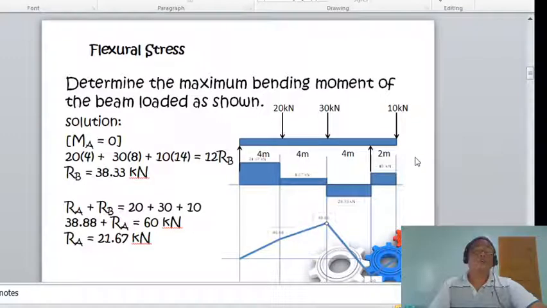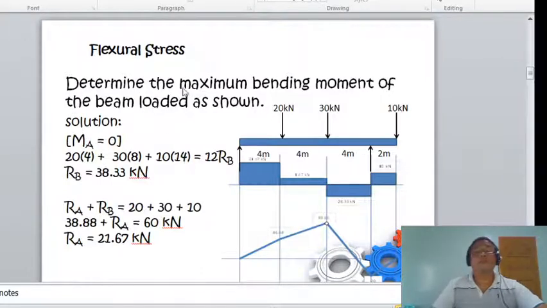Let us now consider an example. For flexural stress, determine the maximum bending moment of the beam loaded as shown. We have a load of 20 kilonewtons at 4 meters from the support, 30 kilonewtons at 8 meters, and 10 kilonewtons at the other end. First, taking the summation of moments about A equal to 0, A being the support at the left: 20 multiplied by 4, plus 30 multiplied by 8, plus 10 multiplied by 4 equals 12 RB.